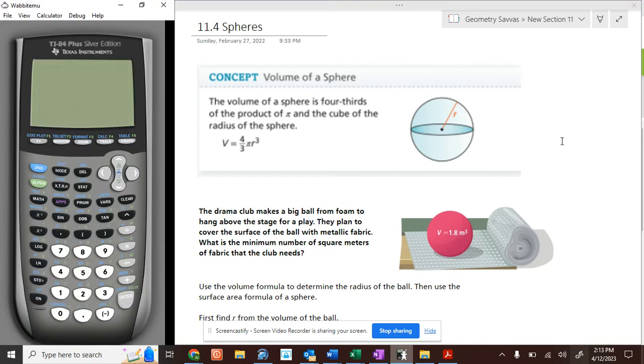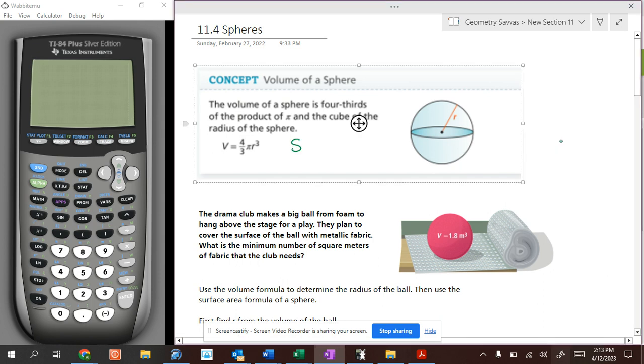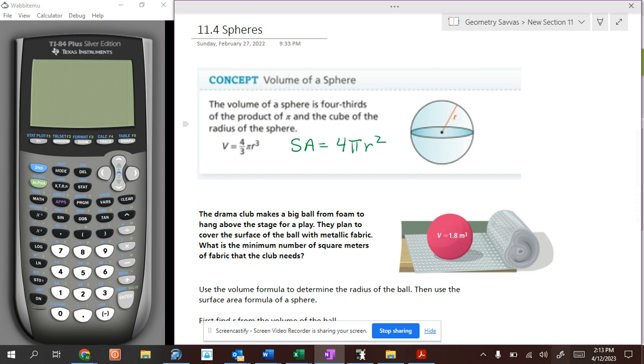All right. Volume of a sphere formula is 4/3 pi r cubed. You need to know that. Also, you need to know the surface area formula for a sphere is 4 pi r squared. You need both of them because we're going to be using them both back and forth today.